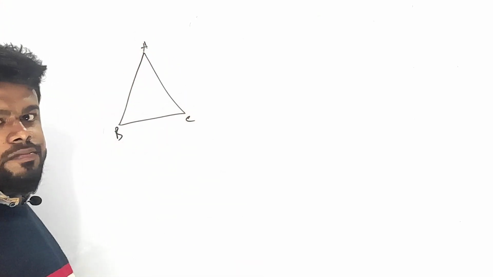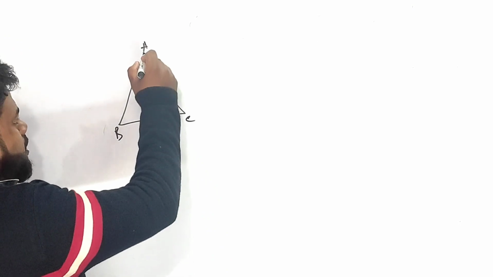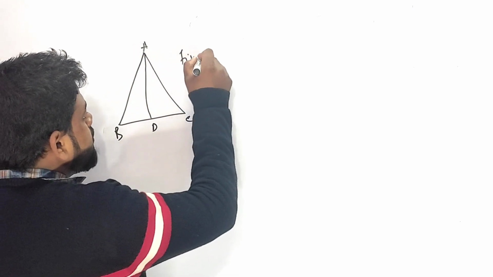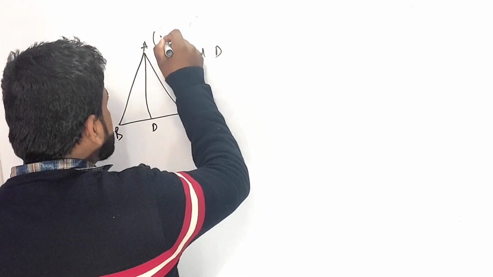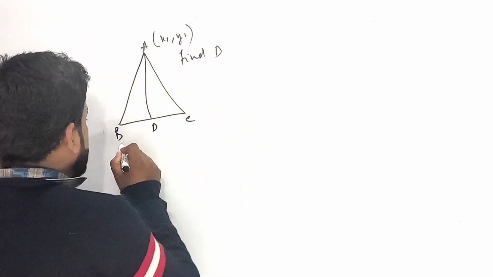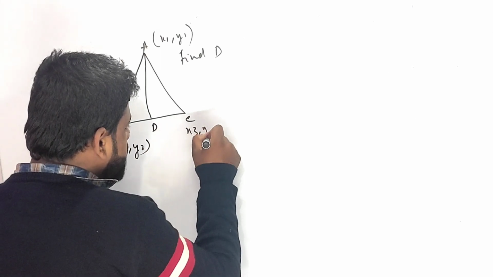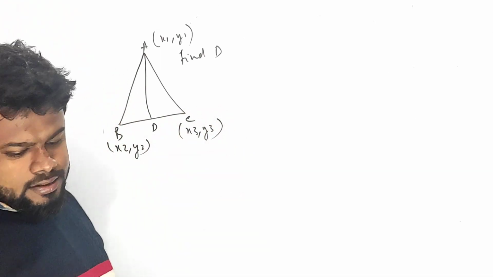ABC is given, and I will be saying, find the median AD. Find AD. A is given as x1, y1, x2, y2, x3, y3. Can you find the median AD? Yes. How? Let me talk about how. How can you find the median?